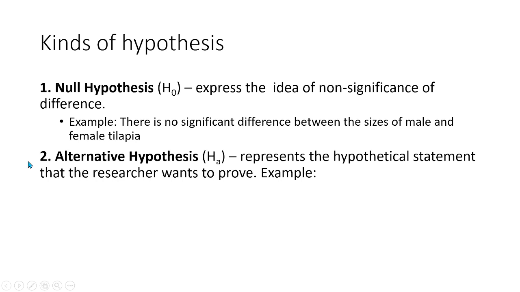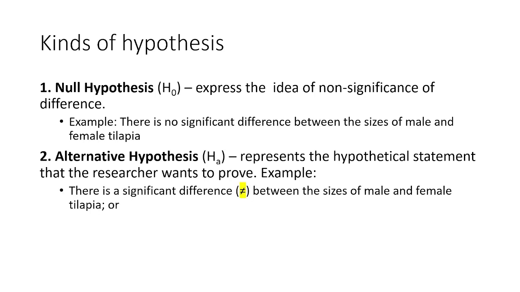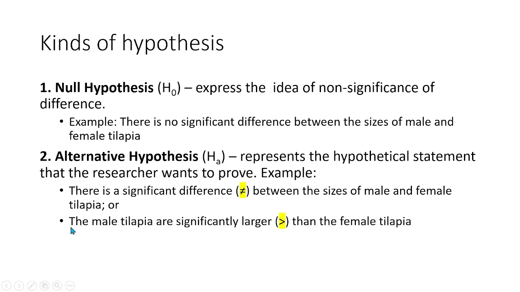A symbol H sub a represents this hypothesis, and the alternative hypothesis represents the hypothetical statement that the researcher wants to prove. For example, there is a significant difference between the sizes of male and female tilapia. In this statement, we cannot distinguish which group is larger over the other, so we shall use the unequal symbol. Or we can also say that the average size of the male is not equal to the average size of female tilapia. Another way to state the alternative hypothesis is to pinpoint which one is larger than the other. For example, the male tilapia are significantly larger than the female tilapia. In this case, we use the symbol greater than to indicate that male tilapia can grow larger than the female.